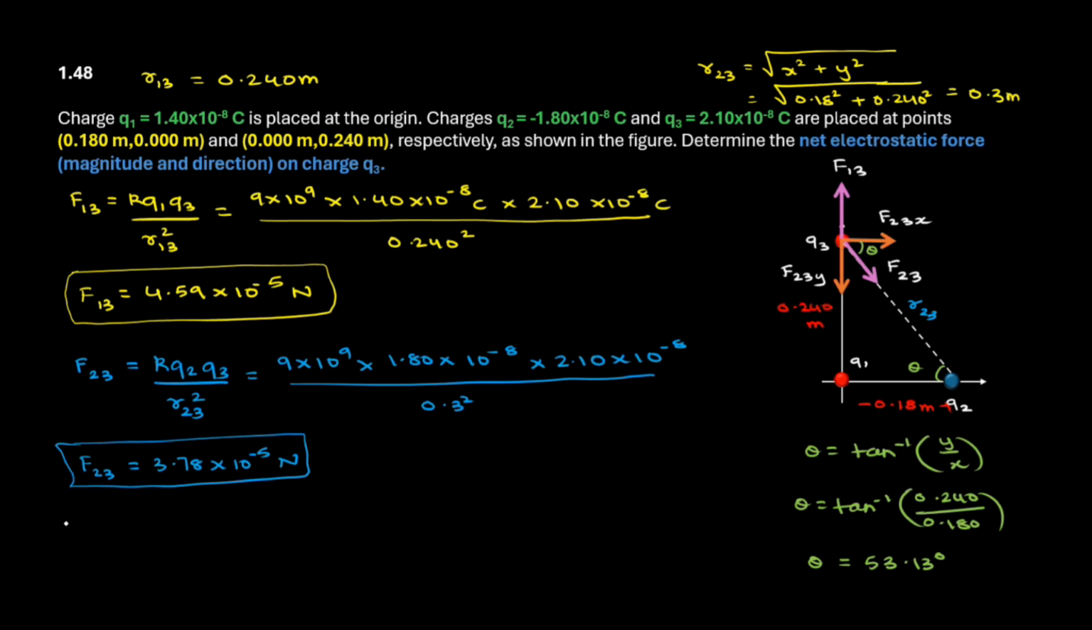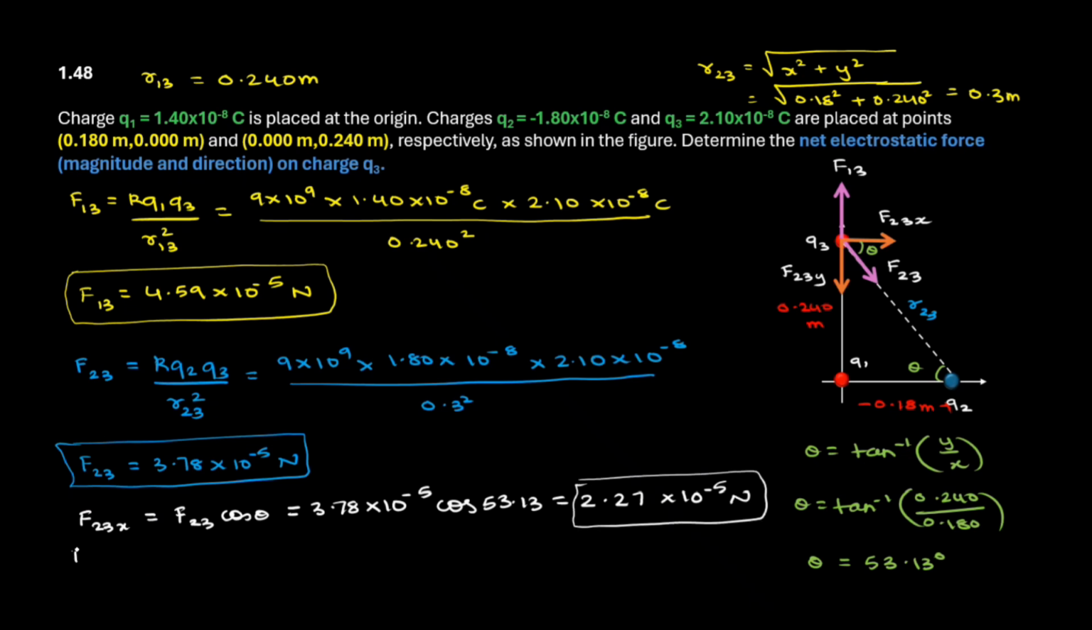So let us start with the x component. F23x can be written as F23 cosine theta. Substitute 3.78 times 10 to the power negative 5 cosine of the angle 53.13. When you solve this, you get x component to be equal to 2.27 times 10 to the power negative 5 Newton.